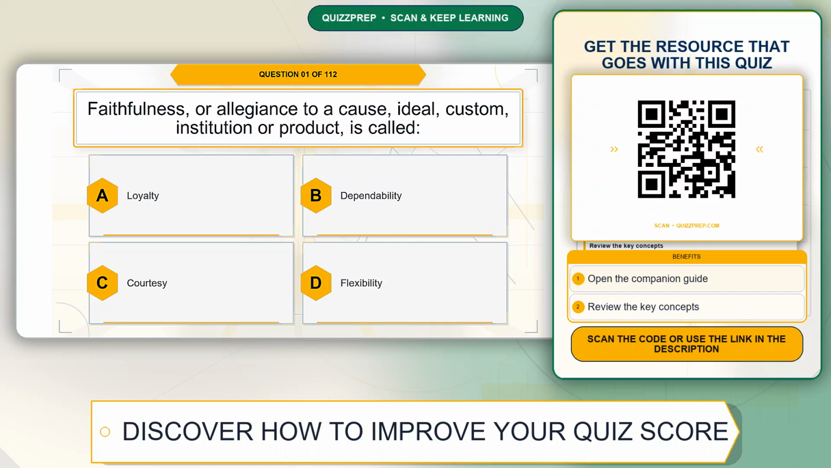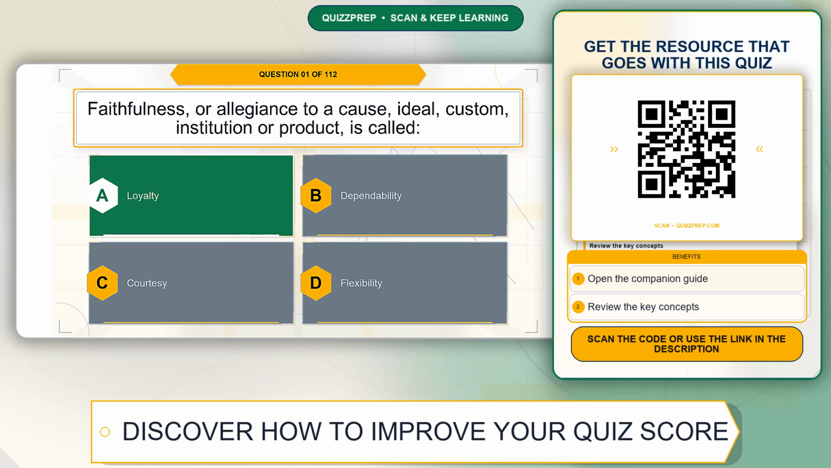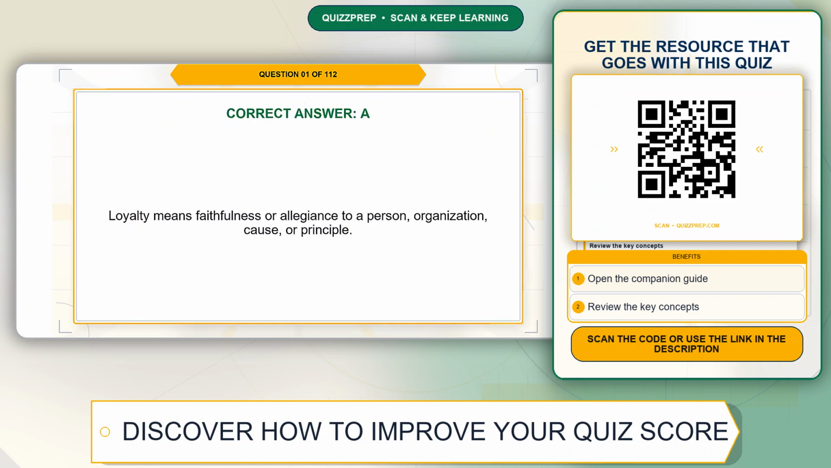Question 1. Faithfulness, or allegiance to a cause, ideal, custom, institution or product, is called: Option A, Loyalty. Option B, Dependability. Option C, Courtesy. Option D, Flexibility. The correct answer is Option A, Loyalty. Explanation. Loyalty means faithfulness or allegiance to a person, organization, cause, or principle.